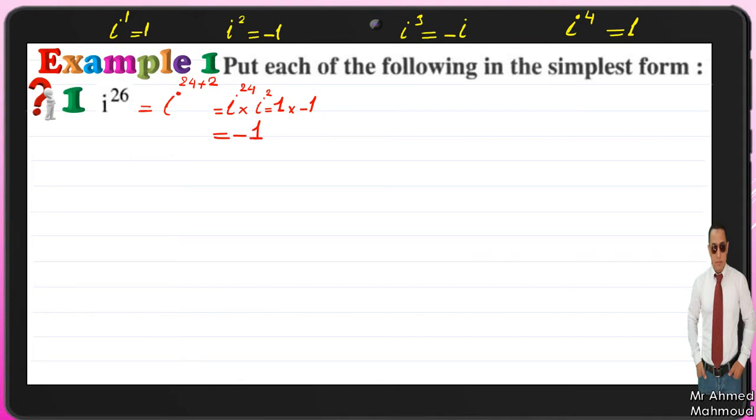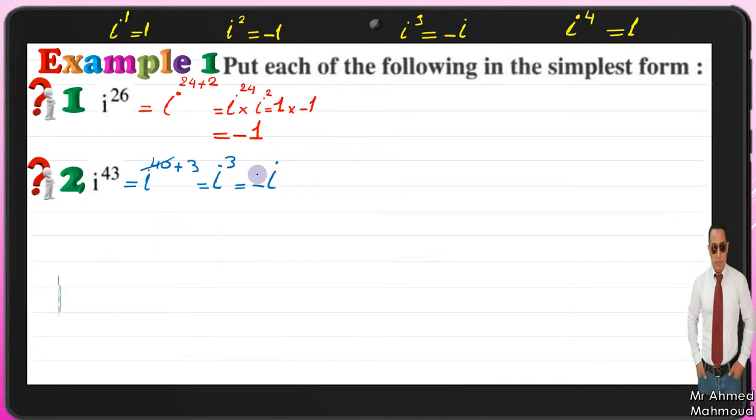Now the next one, i to the power 43. 43 is not divisible by 4, so I will search for a number divisible by 4. 42 is not divisible by 4, 41 is not, 40 is divisible by 4. So it will be i to the power 40 plus 3. i power 40 equals 1, so it will be i power of 3, which is negative i.